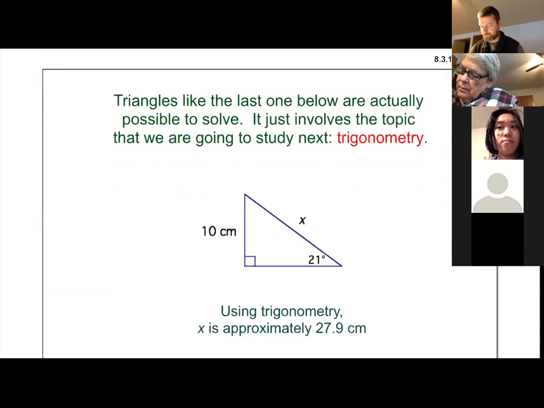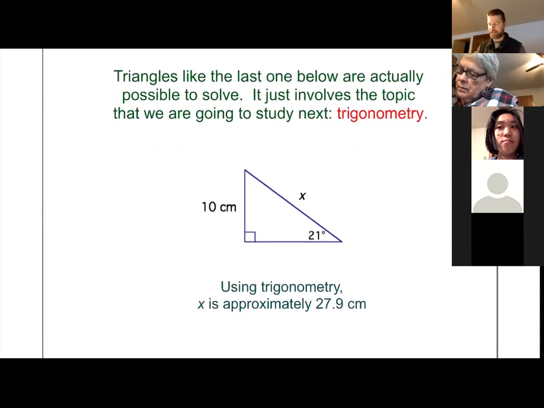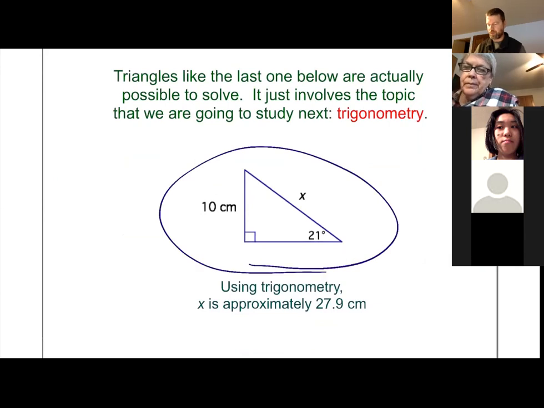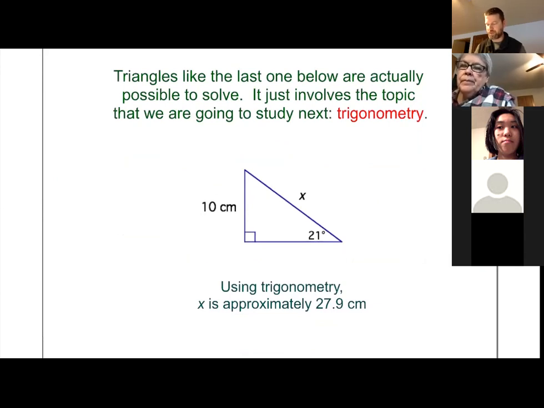Let's get started. All right, triangles like this have been impossible for us to solve in the past. We could solve other triangles with the Pythagorean theorem, but this one, we don't know. That's a 21-degree angle and a side of 10. This side, that x, we can find it, but the only way we can find it is by using something called trigonometry. And when we use trigonometry, we could find it's 27.9. So what we're going to learn today is what trigonometry is and how we can use it to find side lengths like that one.